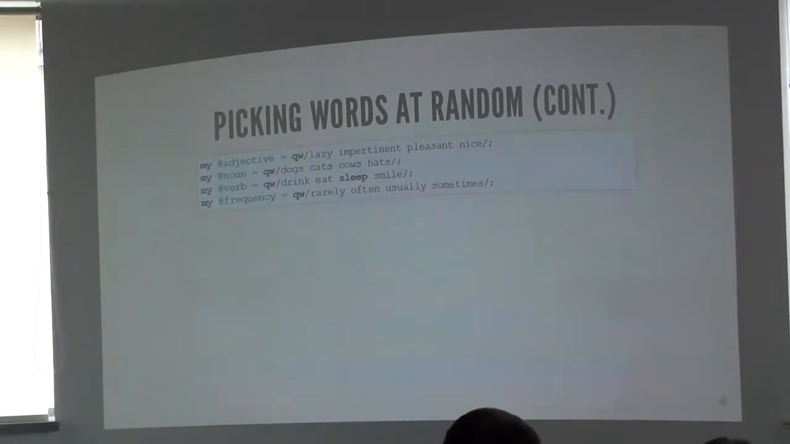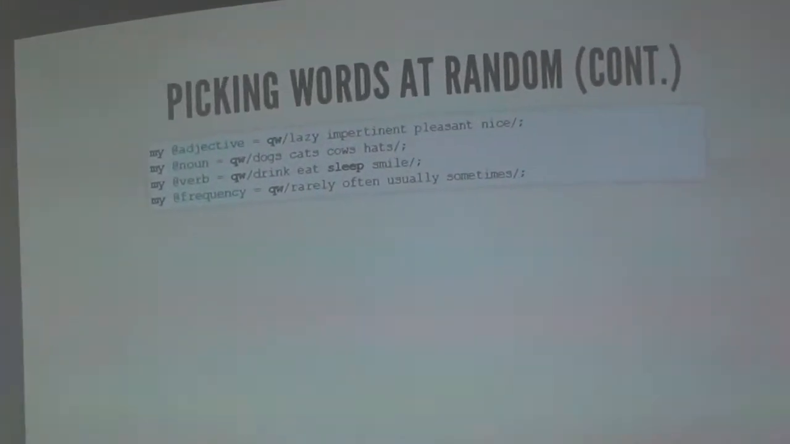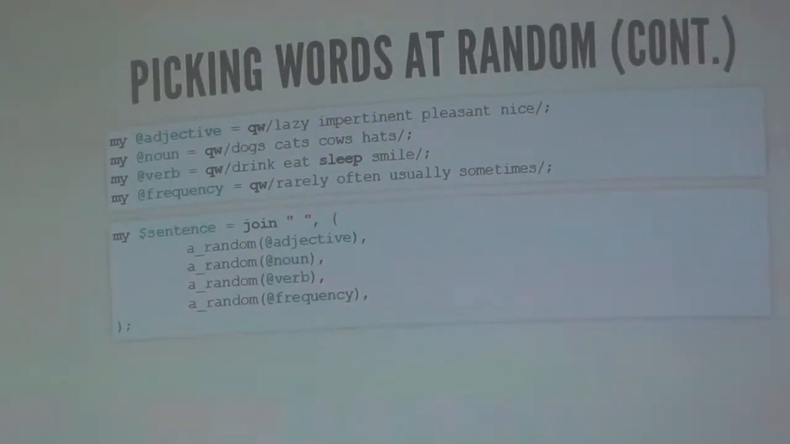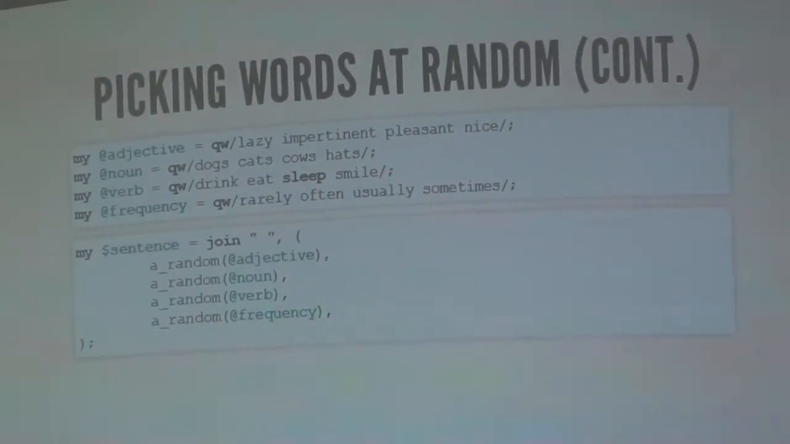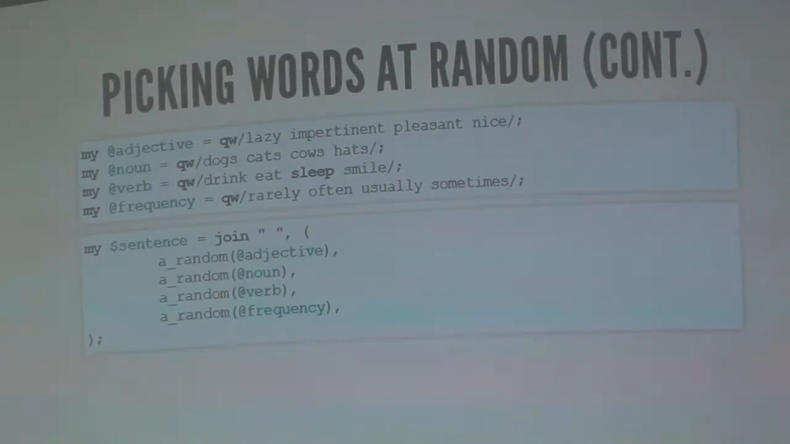We can define a set of words, adjectives, nouns, verbs, and some words describing frequency. Then we can define a set of rules, or grammar. We can define that a sentence is always an adjective, followed by a random noun, followed by a random verb, and a random frequency word. And together with this random subroutine, we can produce sentences like this. Lazy cow smile red. Whatever that means.